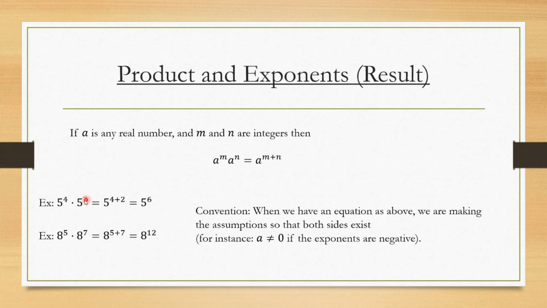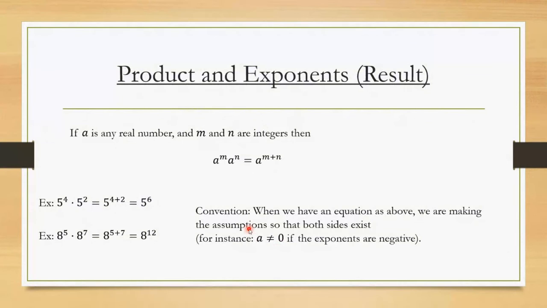Okay. Now I know these exponents are positive integers. Notice here I said m and n are integers. Technically, these could be negative. And the convention that the book is using is this. When we have an equation like this, we're always making the assumption that both sides exist. So if m and n both happen to be negative integers, then we're implicitly assuming a is not 0.